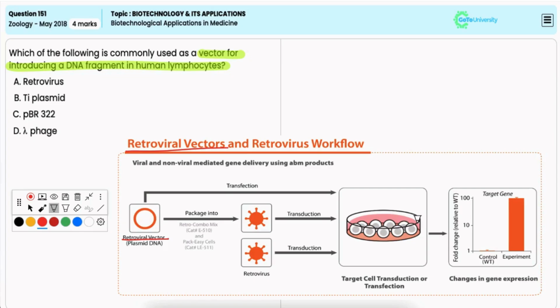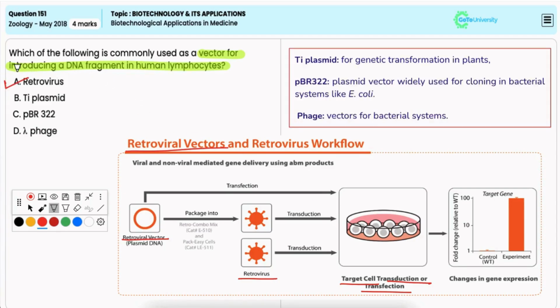Lymphocytes from the blood of a patient are grown in culture outside the body. Then a functional gene is introduced by using a retroviral vector into these lymphocytes. Hence, it is the correct option.